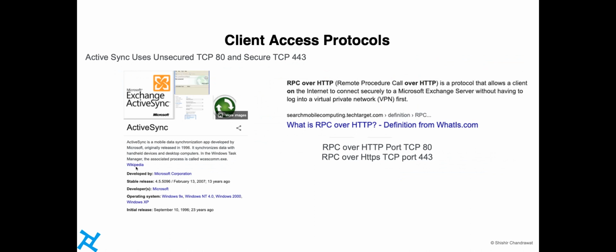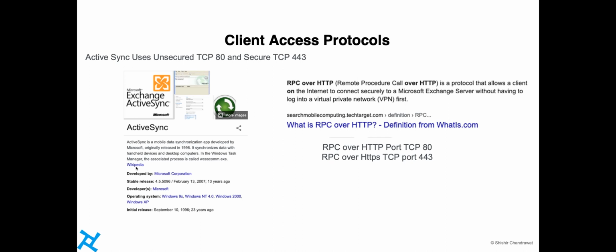Now the last one is RPC over HTTP. Remote procedure call over HTTP is a protocol that allows a client on the internet to connect securely to Microsoft Exchange Server without needing a VPN. What does that mean? Like I told you, when you are in the office and you open your Outlook client, your Exchange server is available on the local network. You get connected to the Exchange server over the MAPI protocol, and the MAPI protocol uses the RPC channel TCP 135 to dynamically decide on the port number which it is going to use for the communication.